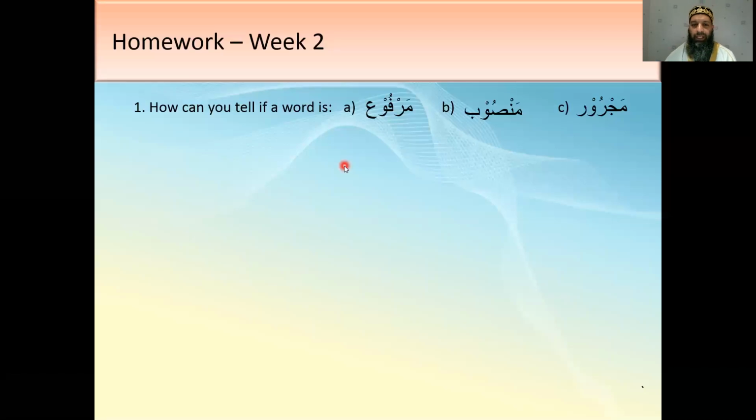Everybody's muted now. How can you tell if a word is marfu? Please answer on the group chat. Okay, so I'm getting the answers. Pesh, Dhamma, double Dhamma ending, single Dhamma. Okay, fantastic. You've got it. The homeworks are designed so that if you can do the homework, you can do the test. Right, so let's have a look.